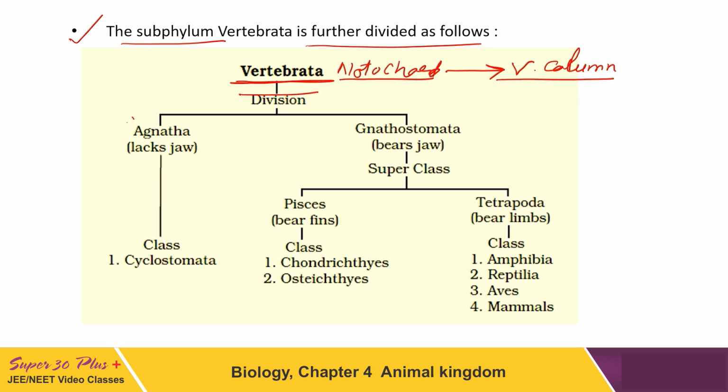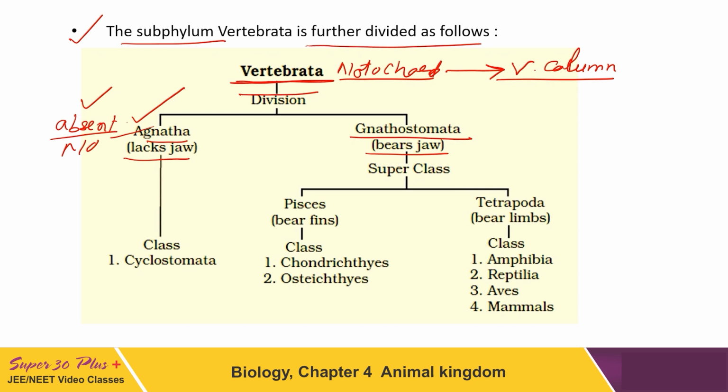These are divisions. One is Agnatha. A means absent, A means no, absent. So when the jaws are absent, it is known as Agnatha. When the jaws are present, the vertebrates which possess jaws are known as Gnathostomata.